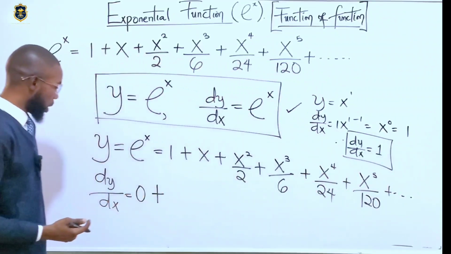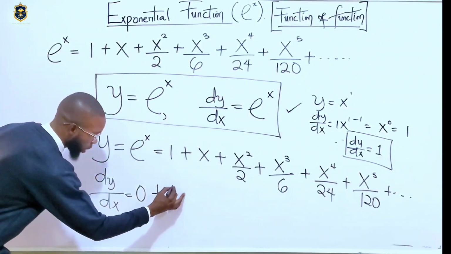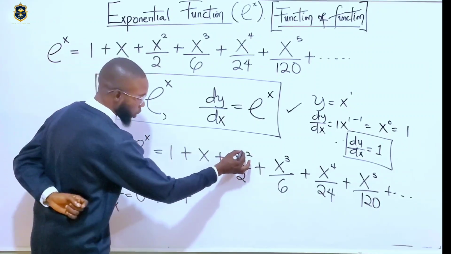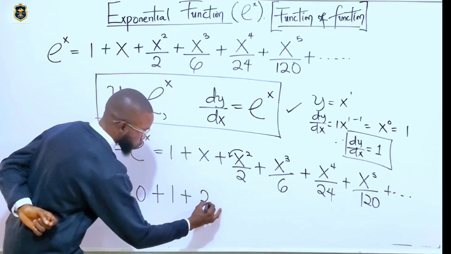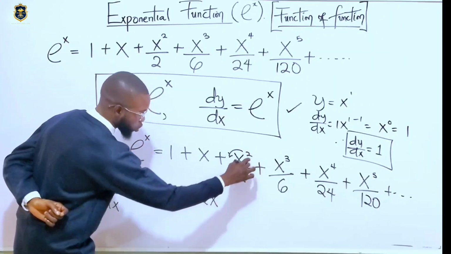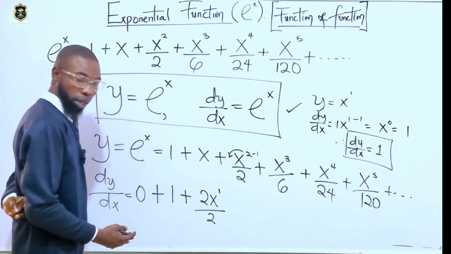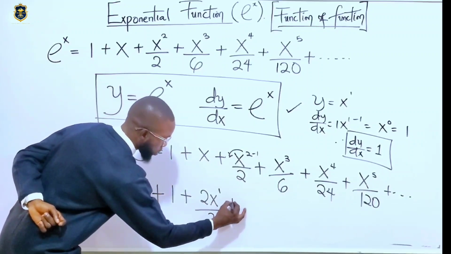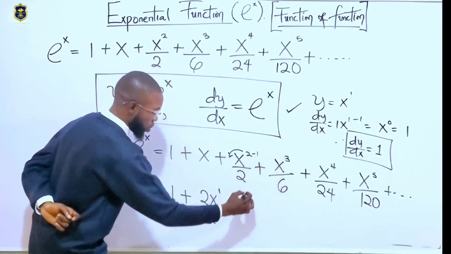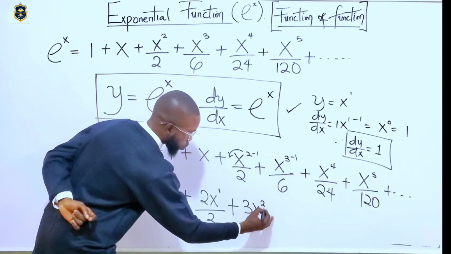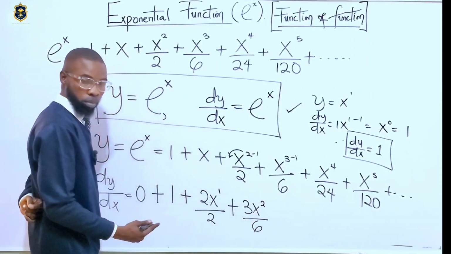If we differentiate x, we'll get 1, right? Plus, let's differentiate this. If we differentiate x squared over 2, 2 will come here, which is 2x, and then 2 minus 1, so that becomes x over 2, which is 1 over 2 times 2x. Then what do we have next? Plus, if we differentiate this guy, we'll have 3x raised to the power 3 minus 1, which is 2 over 6. Let's continue.